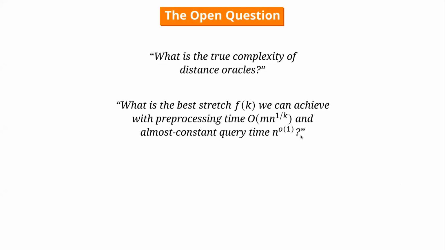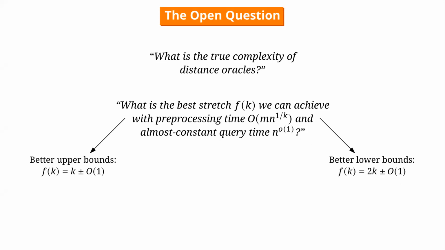Now, after our work, there are only two plausible outcomes. Either you improve the Thorup-Zwick upper bounds, which would lead to f(k) being just equal to k up to lower order terms. This would prove that our lower bound is actually tight. Or there could be better lower bounds. It is, in principle, conceivable that our lower bounds could be improved up to 2k, and it would be amazing to settle this question in the end.